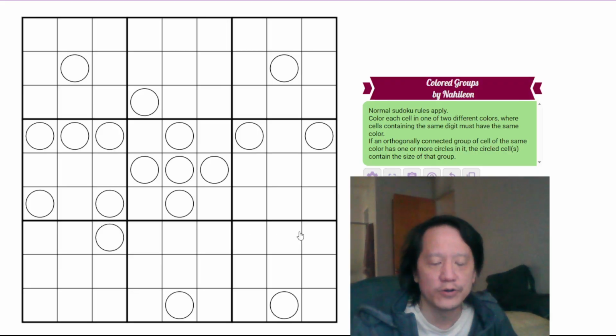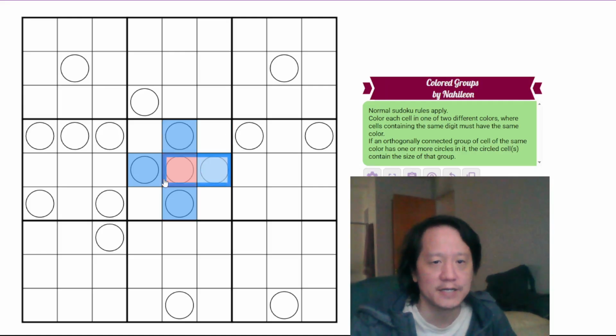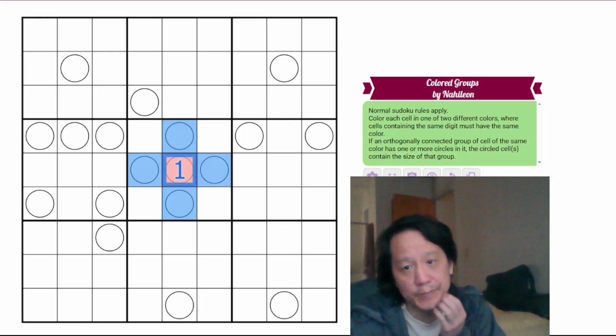Let's go. Okay, so the interesting one here is this central box. If this were to connect to any other orthogonally connected cell here, the problem is they would have to have the same size. So this cannot be the same color as these 4 cells. So we're going to mark this as red, and we're going to mark these as blue. So these must be all blue. Now these cannot connect either because of the same reasoning, and this has to be a 1. So 1 is red.